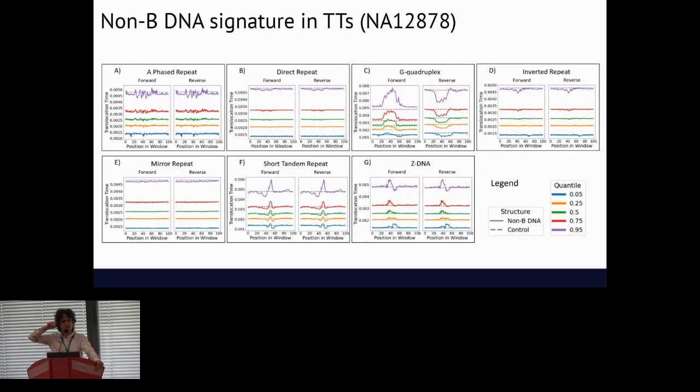And all methods found it much harder to actually find non-B structures, with the caveat that we haven't actually chemically validated these in zDNA and A-phase repeats. And then something's going on with mirrored, direct, and inverted repeats. We can talk about that offline, but we have some hypotheses why there isn't so much structure showing there. Sorry, I should have pointed this out, but control is the bDNA that's dashed, and non-B is the solid line. And this is trained on NA12878.